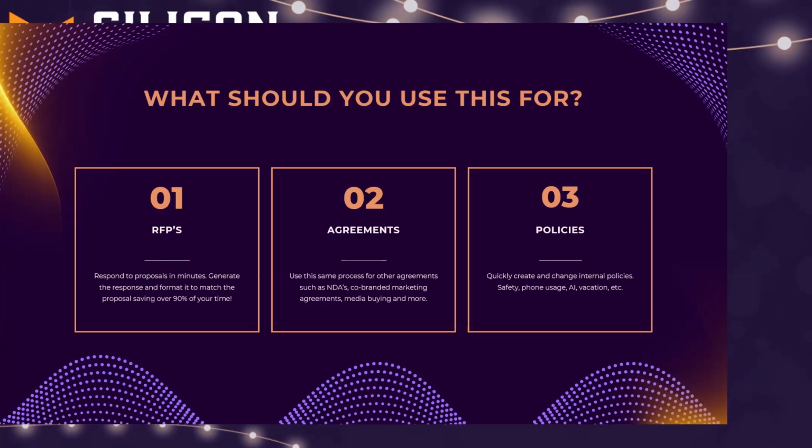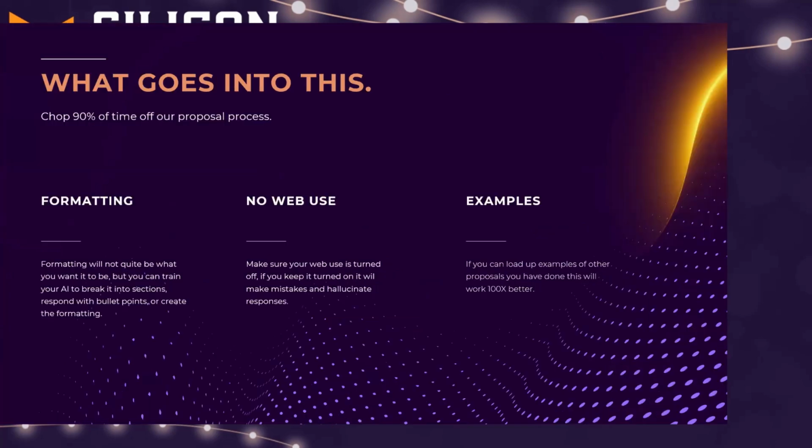And lastly on here, you can use it to create policies. It can quickly create or change and update existing internal policies. So places we've seen it used: safety policies, phone usage, AI usage, right? Kind of a big one. A lot of people don't have that in place yet. Vacation time updates, etc. But anywhere where you are swapping out pages of writing, pages of kind of just that long form work where you're just typing all day, that's really where this would be used.